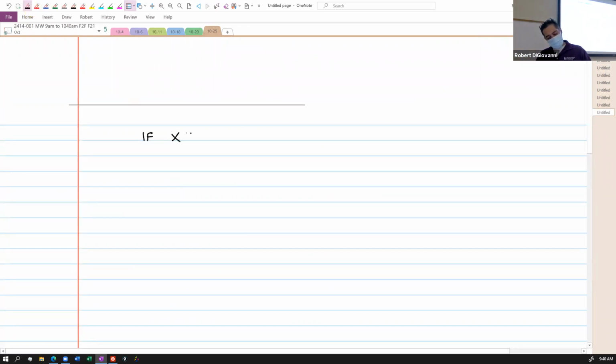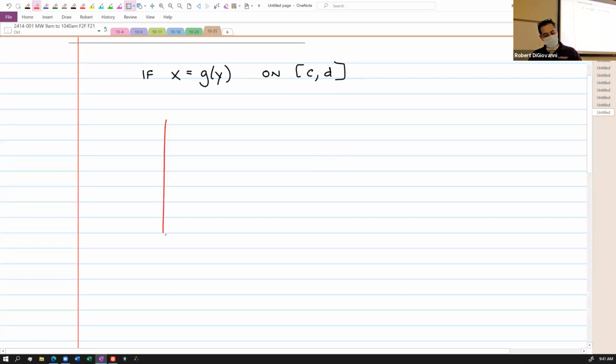If x is some function of y, g of y, I'm going to call it g of y, on some interval CD, then here's what we're looking at. Some curve does this, C to D, and we want to know how long that curve is. Well, it's the exact same thing, because our rectangles this time would go this way, and if we zoomed in on that piece, we'd still have a triangle.